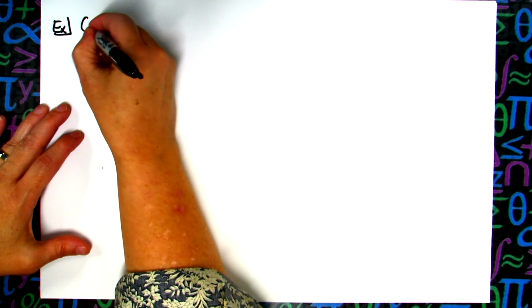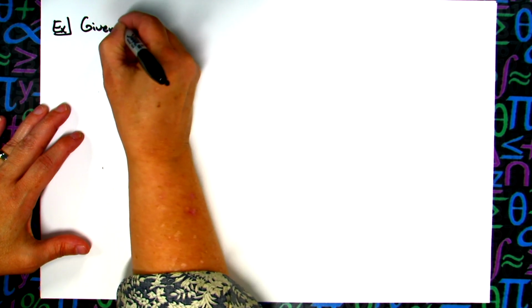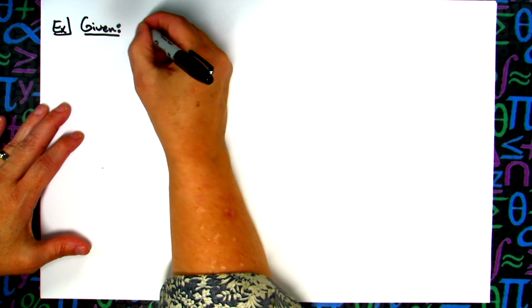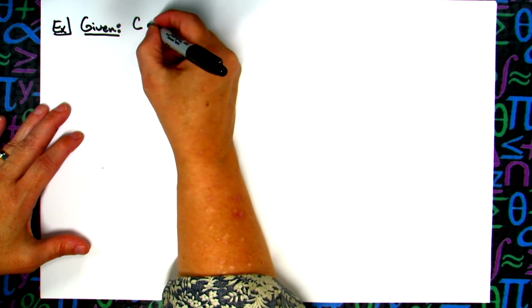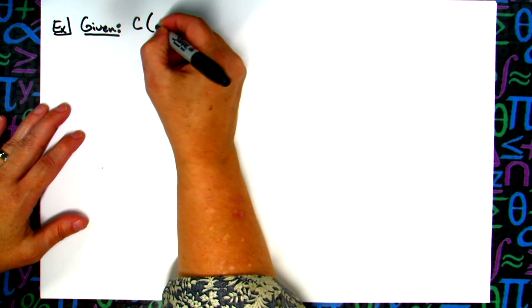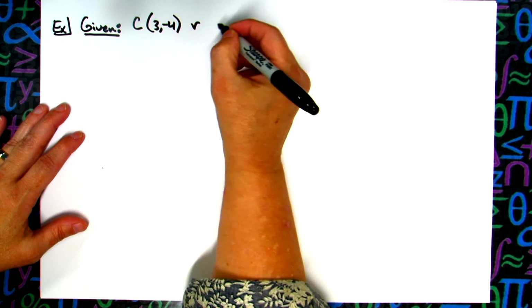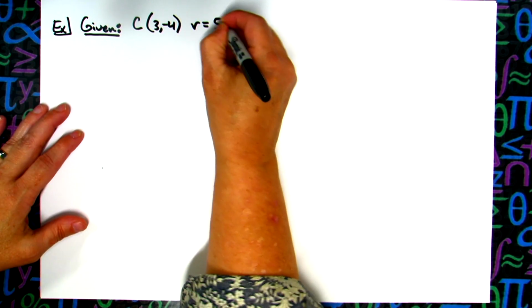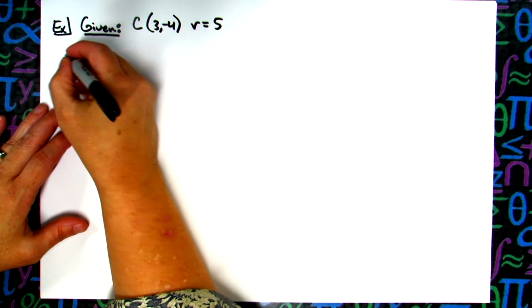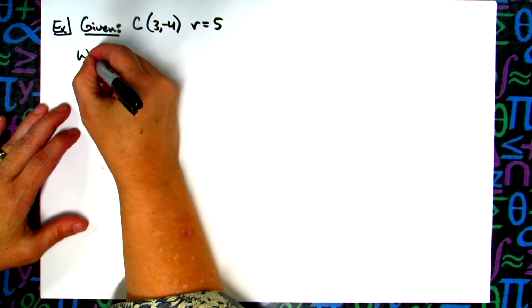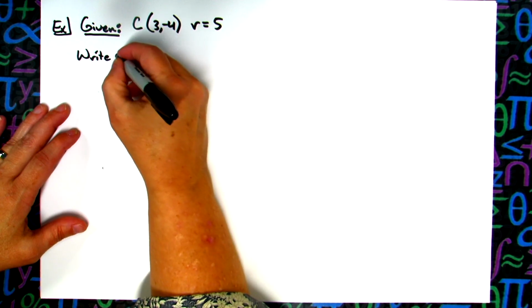Let's say you're given a center, I'm just going to use C for center, that is (3, negative 4), and you're given a radius, I'm going to use lowercase r equals 5. Write the standard form.